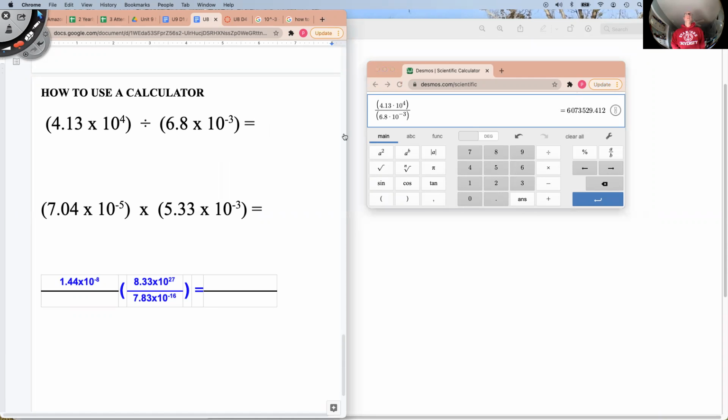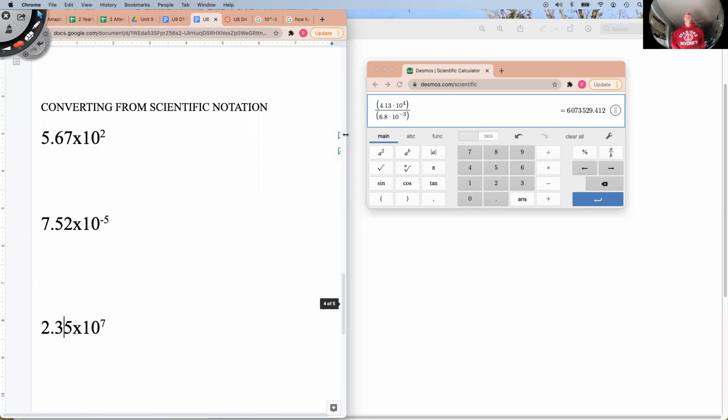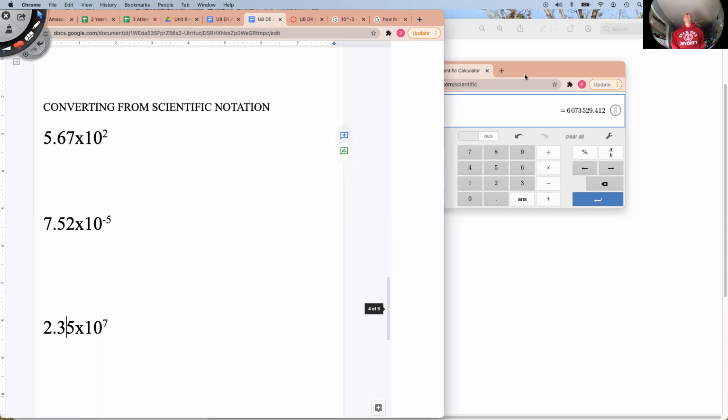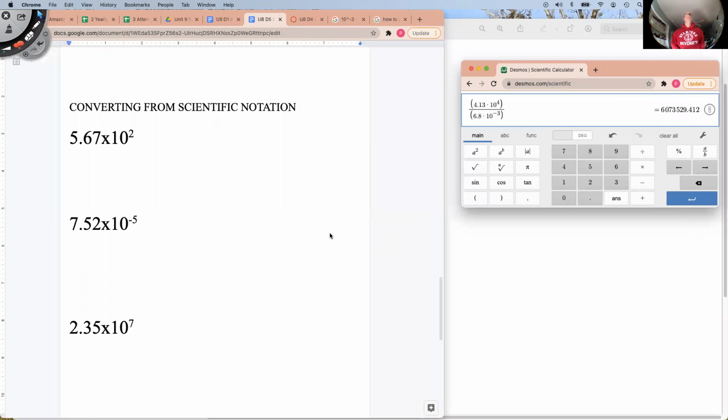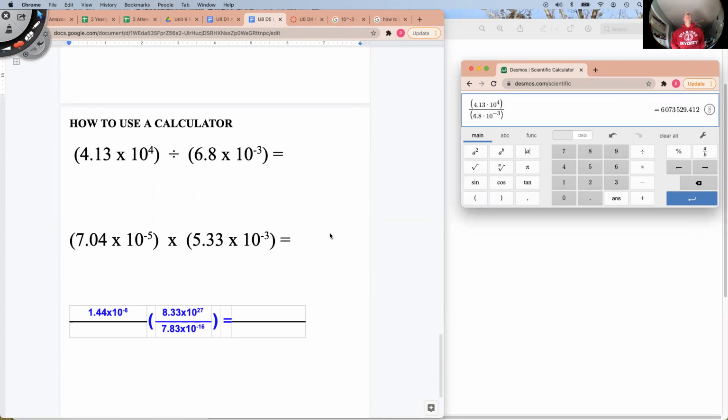So the answer, ladies and gentlemen, would be, let me move these things over. Sorry if my screen's getting a little funky. Okay. My answer would be, I'll put it underneath it. It's going to be 6073529. Now, what does that mean to us? Well, and then it has 0.412.